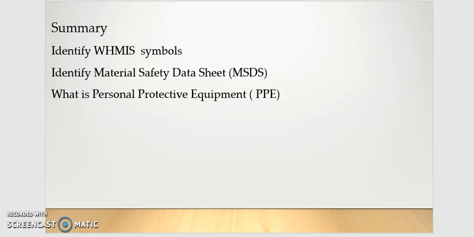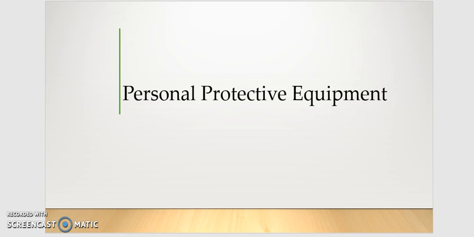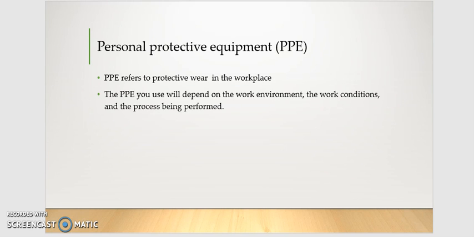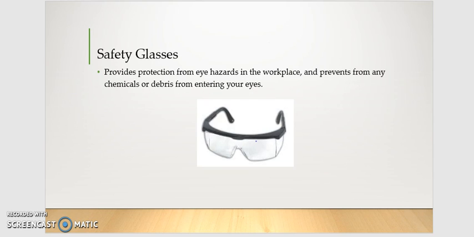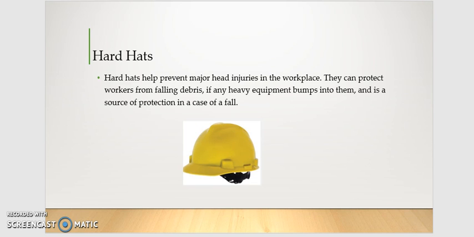And thirdly, we discussed what personal protective equipment, also known as PPE, is. Personal protective equipment refers to protective wear in the workplace. The PPE you will use will depend on the work environment, the work conditions, and the process being performed. So what we've done is identify what that equipment or wear is. First was safety glasses. Safety glasses provide protection from eye hazards in the workplace and prevent any chemicals or debris from entering your eye. Following was hard hats.